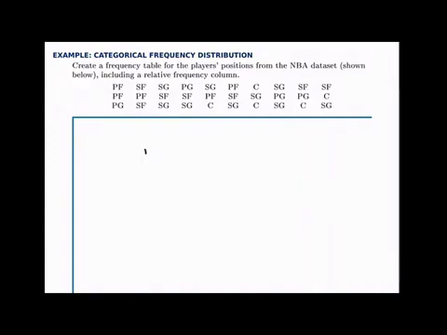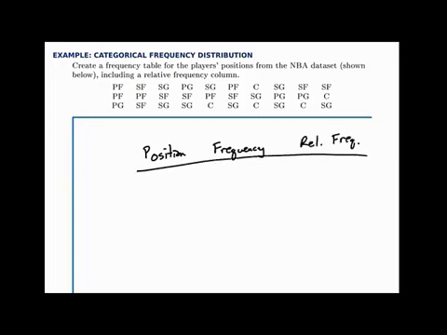So our frequency table will start with 2 columns, one for the position and one for the frequency. And then we'll add a third column for relative frequency. It's a good thing to include when you draw a frequency table. It's not entirely necessary every time, but it's a good idea to include it when you can. So the positions, we have point guard, shooting guard, small forward, power forward, and center as our 5 categories. And then we just go through and count how many there are of each one.